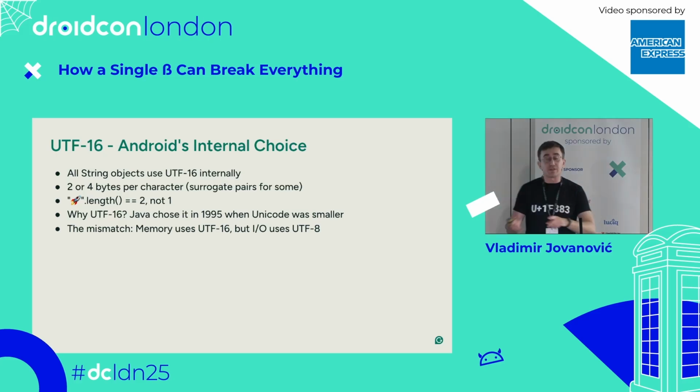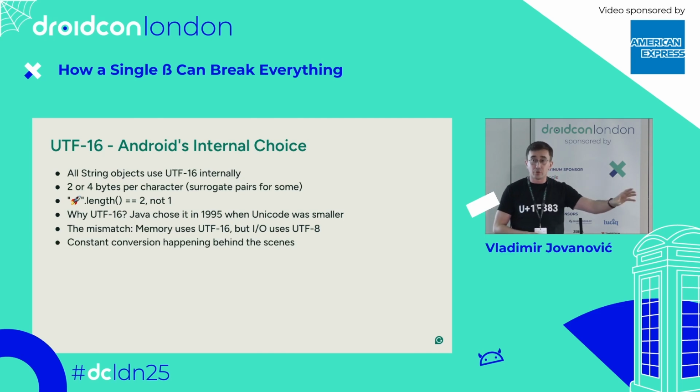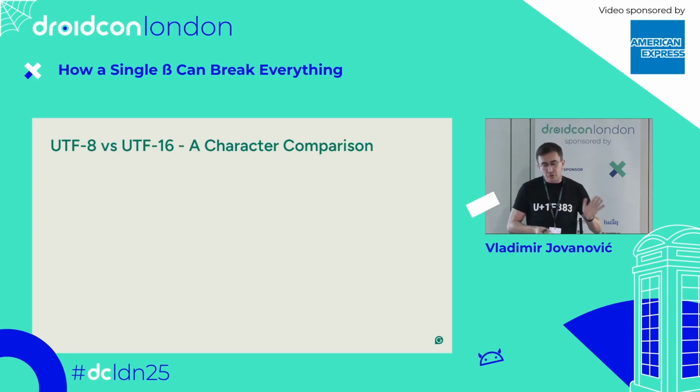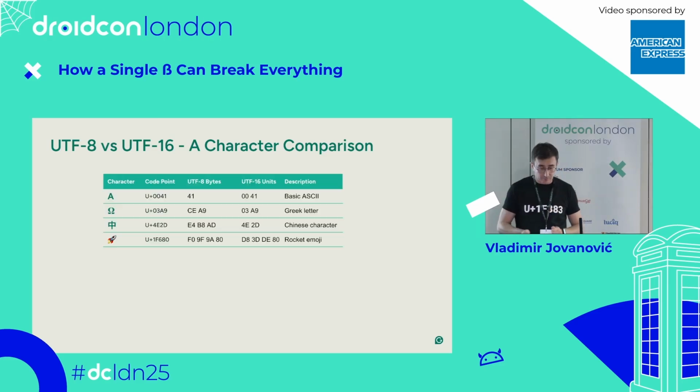Today, even though your strings are stored as UTF-16 in memory, almost everything else, like network, JSON requests, database, file I/O, uses UTF-8. So Android is constantly converting between UTF-8 and UTF-16 behind the scenes. You don't usually need to think about it, but it helps explain some odd behaviors. Let me show you how this plays out with real characters. The letter A, that's 1 byte in UTF-8, just like ASCII, and 2 bytes in UTF-16. So UTF-8 wins for English text when it comes to memory efficiency.